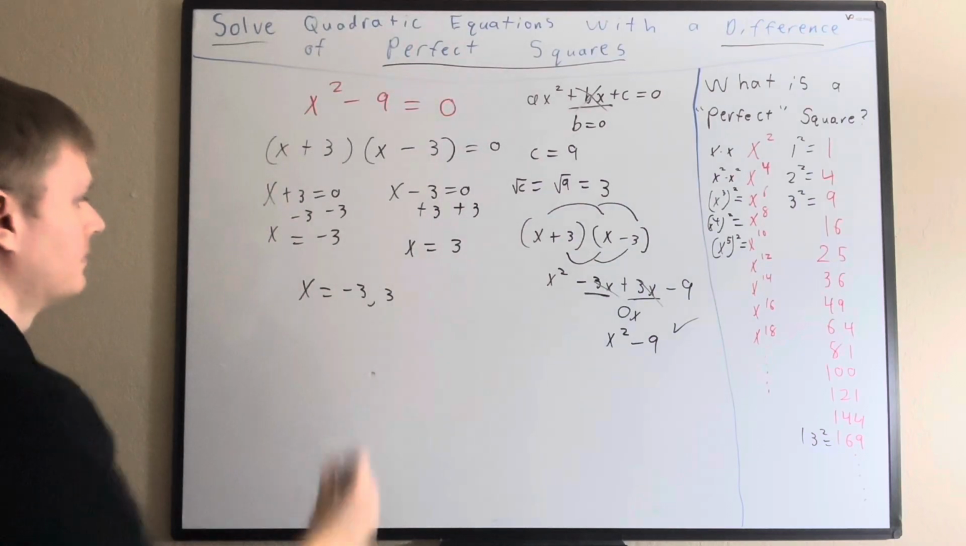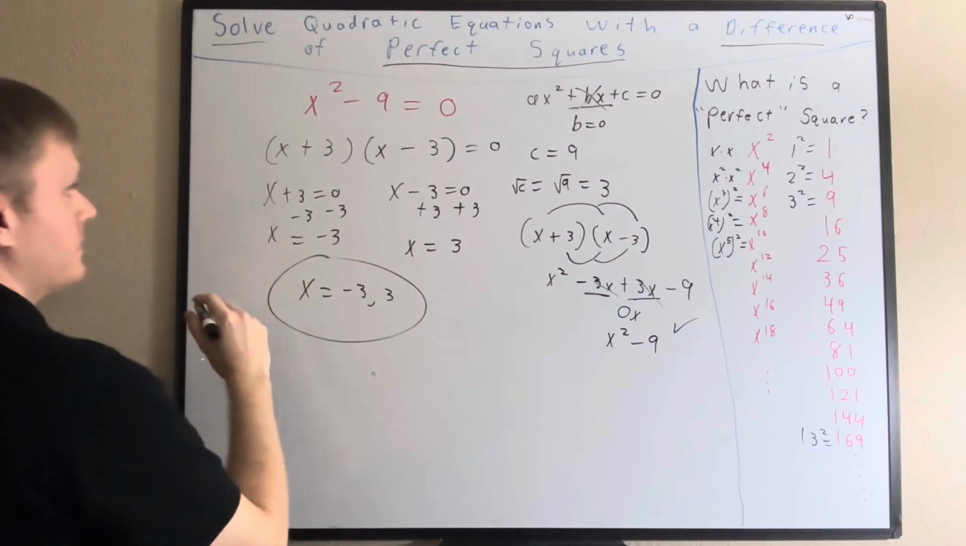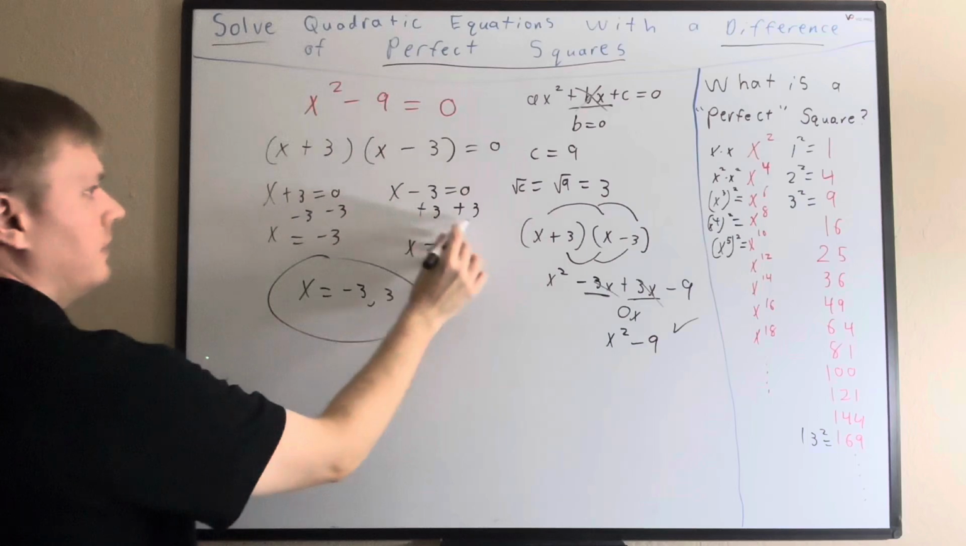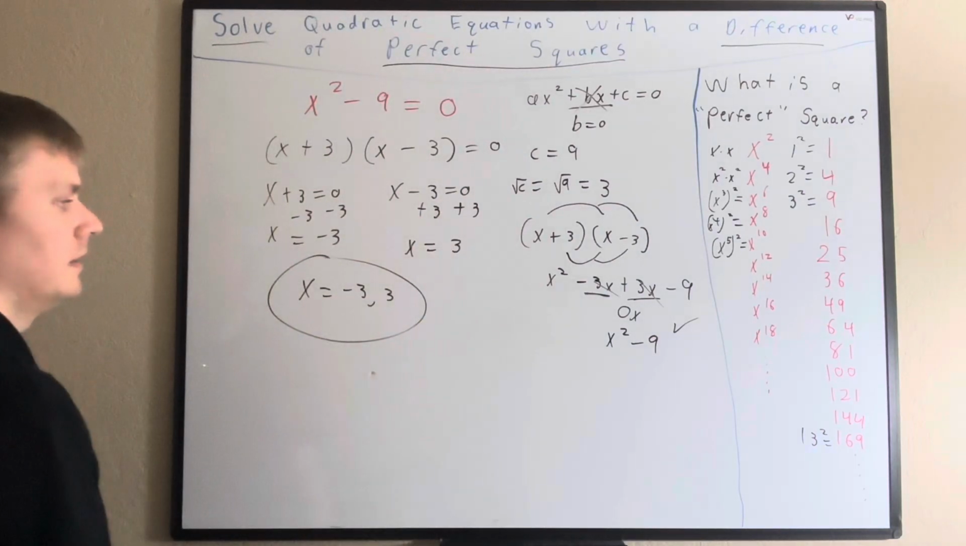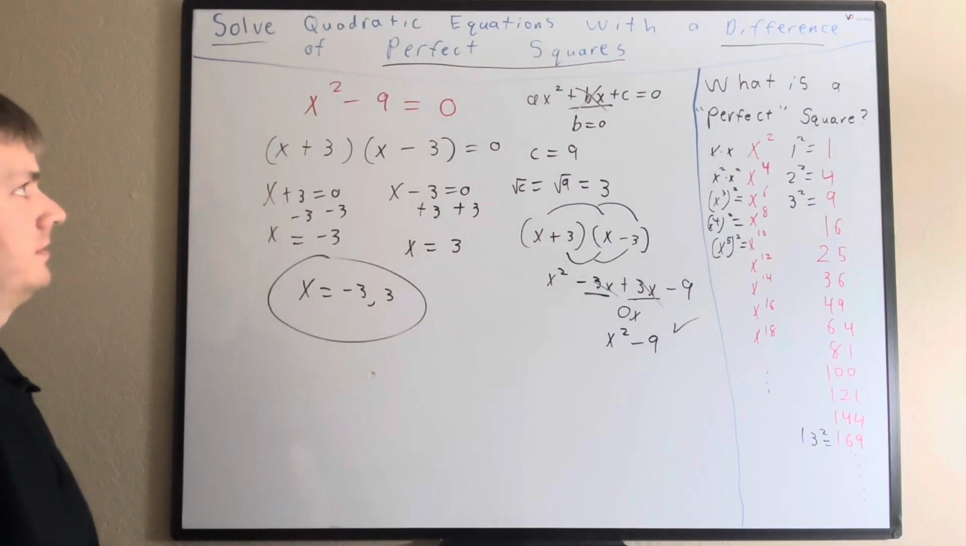It's that easy. Subtract 3 from both sides, add 3 to both sides. The answers are -3 and +3.